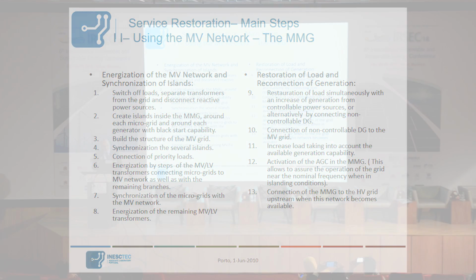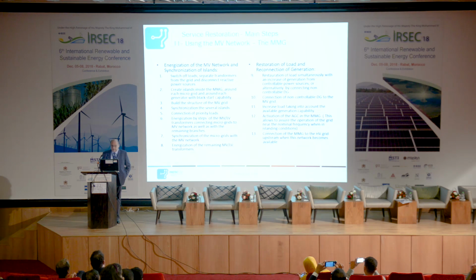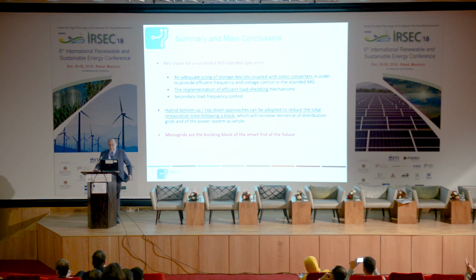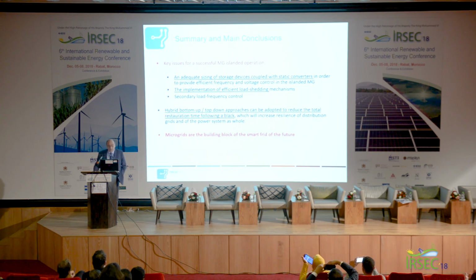And so this is the set of steps that should be followed in order to restore the service at the level of the medium voltage network. And I'm just finalizing. These are my main conclusions. And so the key issues for a successful microgrid operation are: first, an adequate sizing of the storage devices coupled with static converters. And I believe that you understood from my presentation that storage is really key for the success of such situation.